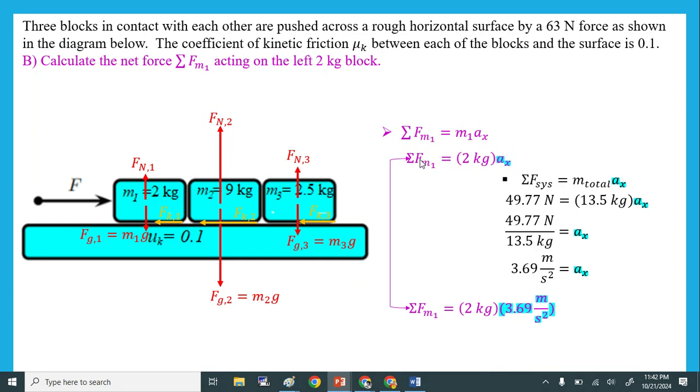So I carry my second line down here. The net force on M1 is simply 2 kilograms times the acceleration I just calculated, which is 3.69 meters per second squared. And then the calculator work is going to give us a value of 7.38 newtons.